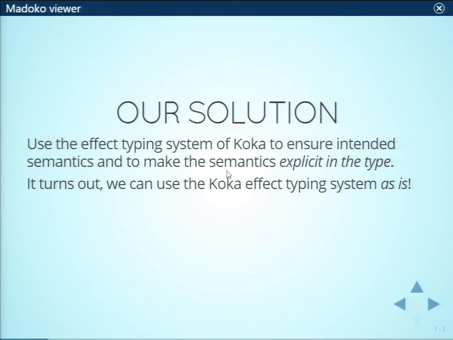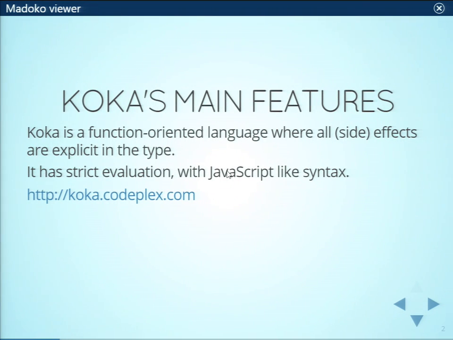But before I do that, I need to tell a little bit about what Koka is and how its types look. But I'm going to be quick. So Koka is a function-oriented language. I would say it's very functional, but it has side effects too. And some people on the Haskell side are very sensitive about these issues. So function-oriented, where all side effects are explicit in the type. It is strict evaluation with a JavaScript-like syntax. So in a way, it's very close to ML with a funny syntax, or the other way around. But in contrast to ML, it infers the possible side effects that every function has.